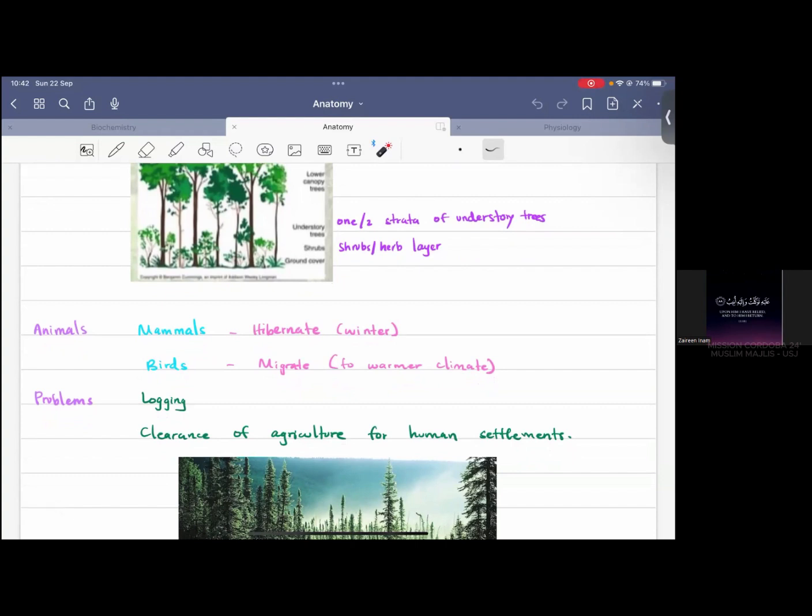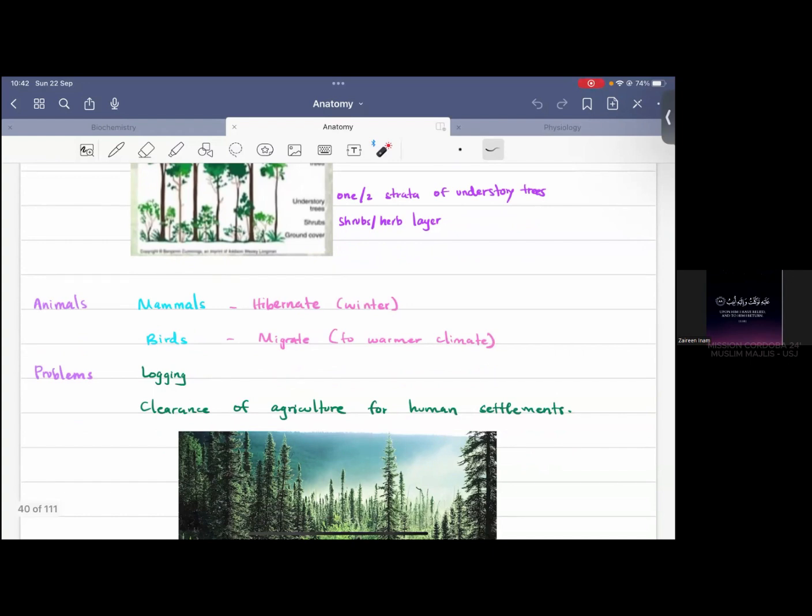Then animals: you have mammals which will hibernate during the winter. You all know about hibernate, right? And the birds will migrate to a warmer climate in cold times. And the problem is logging. What is logging? Getting the stems or trunks of the plants, that is logging. And they are also being cleared for agriculture and for human settlements.